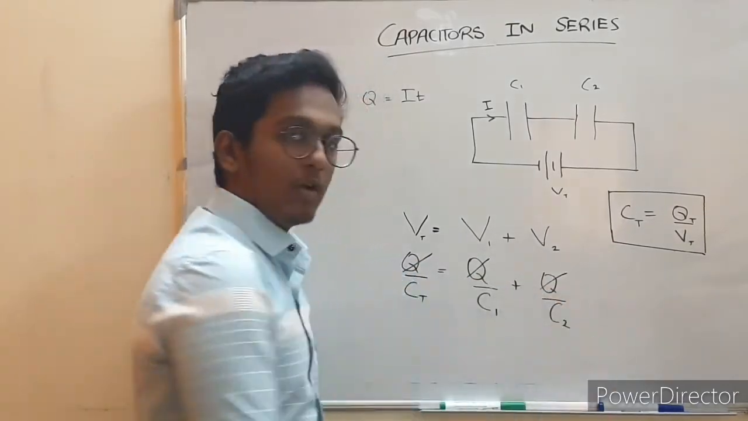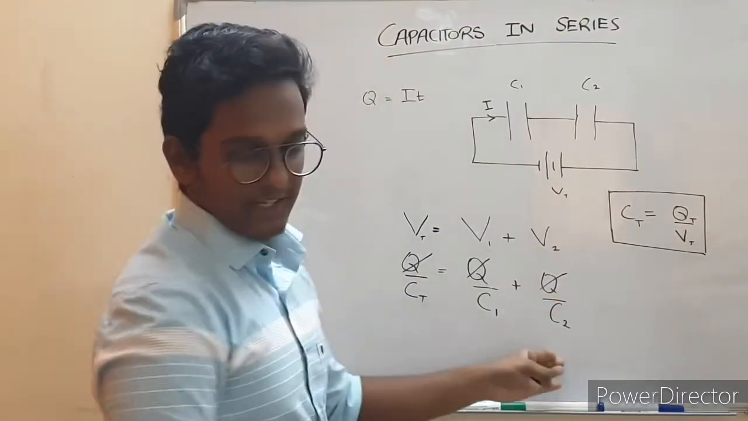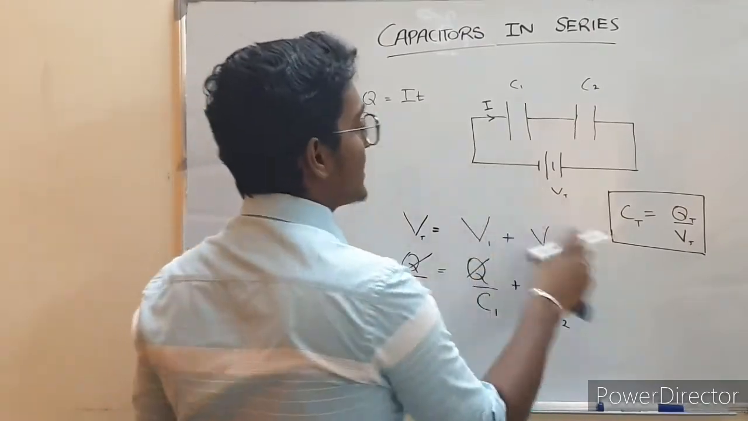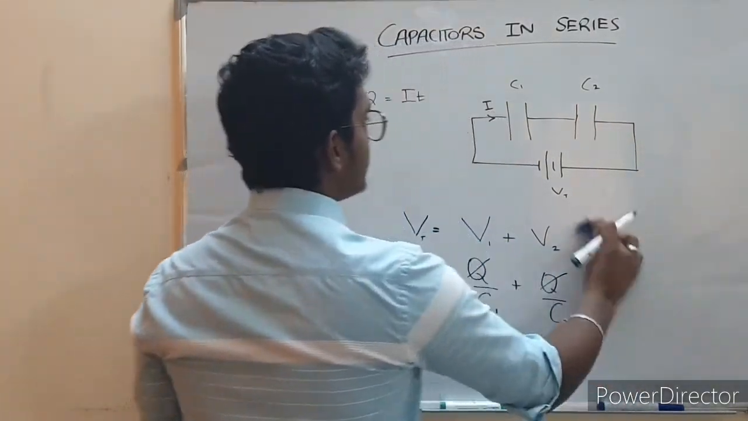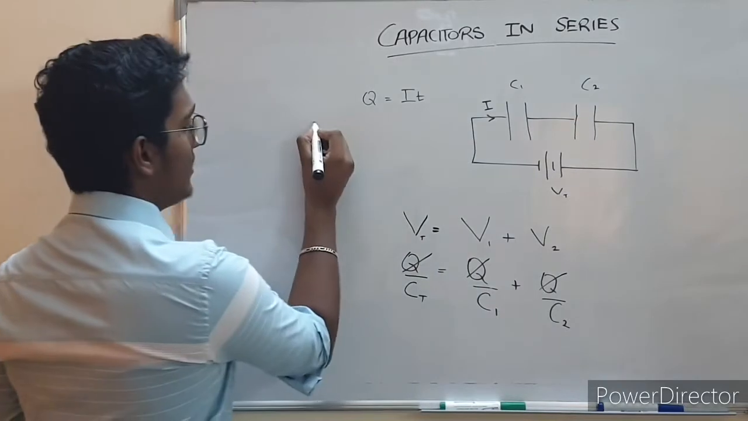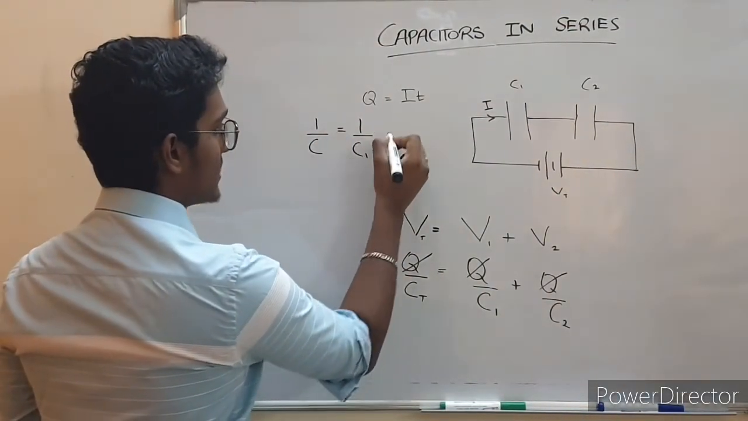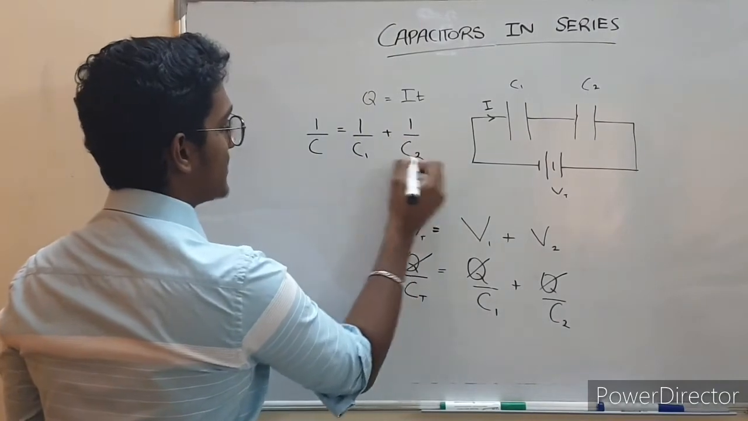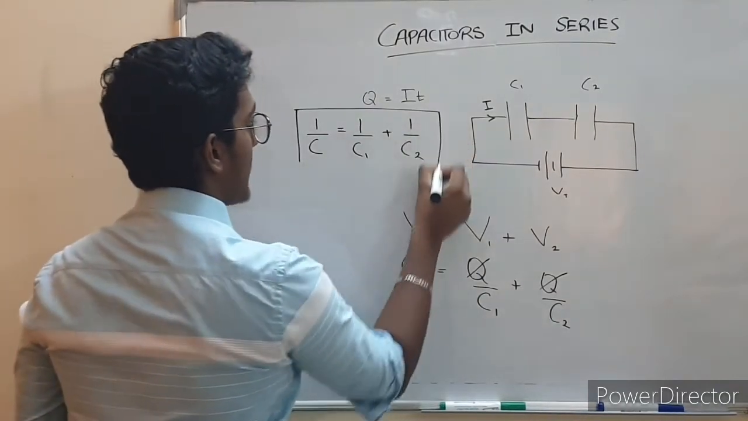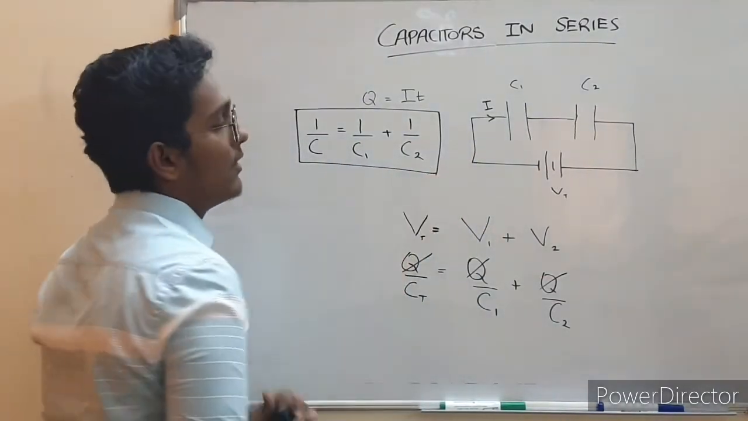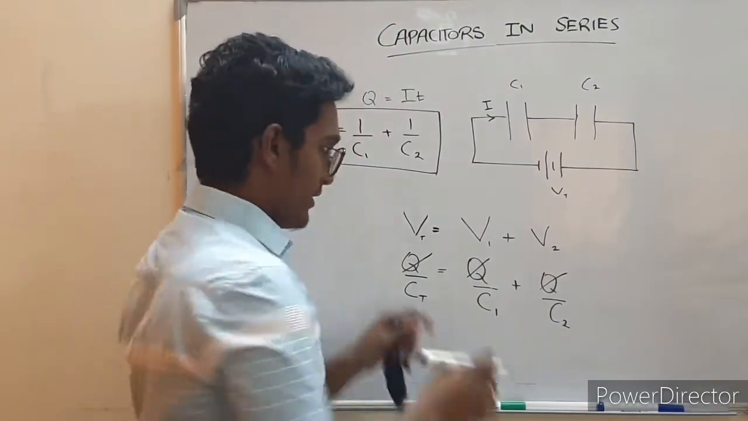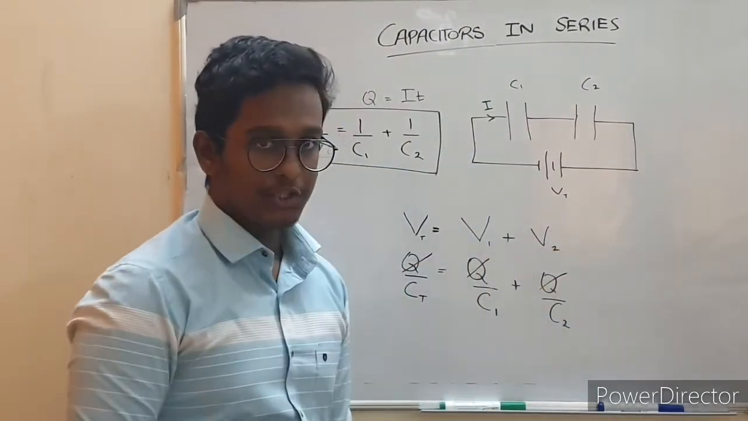The entire things are equal, so you can cancel them off. And you're left with the final expression which we require for a series connection, which is 1 by C equals 1 by C1 plus 1 by C2. This is the expression. You can notice the first step is to make a relationship out of the voltage.